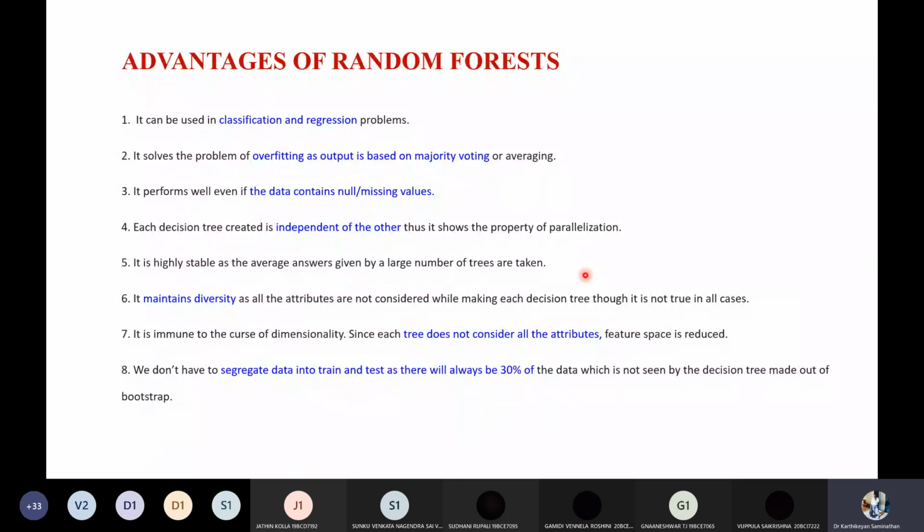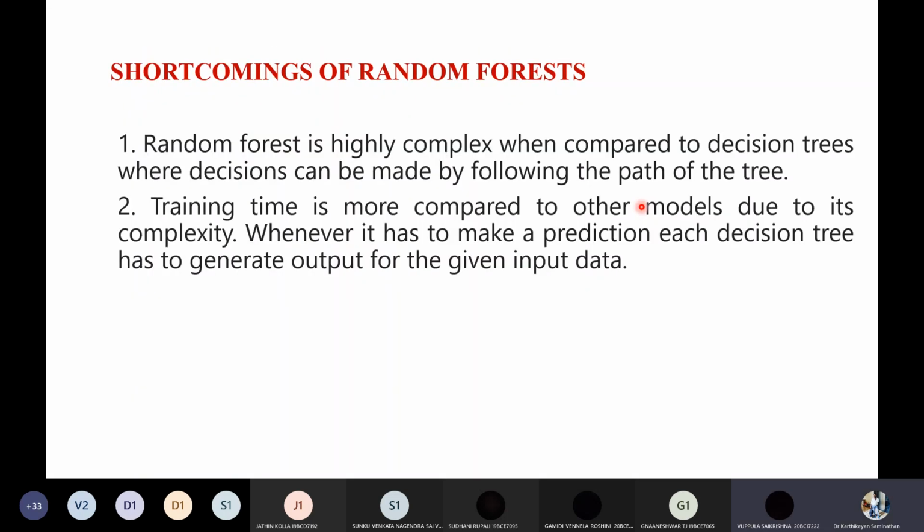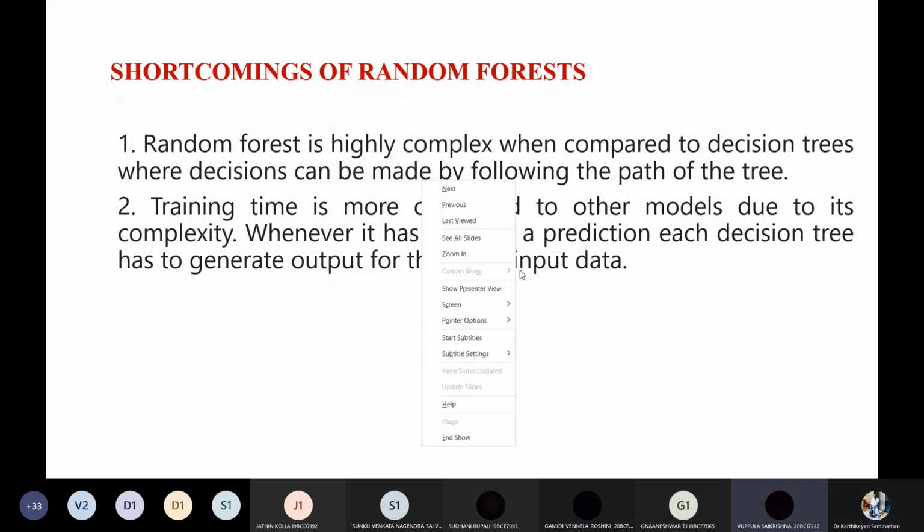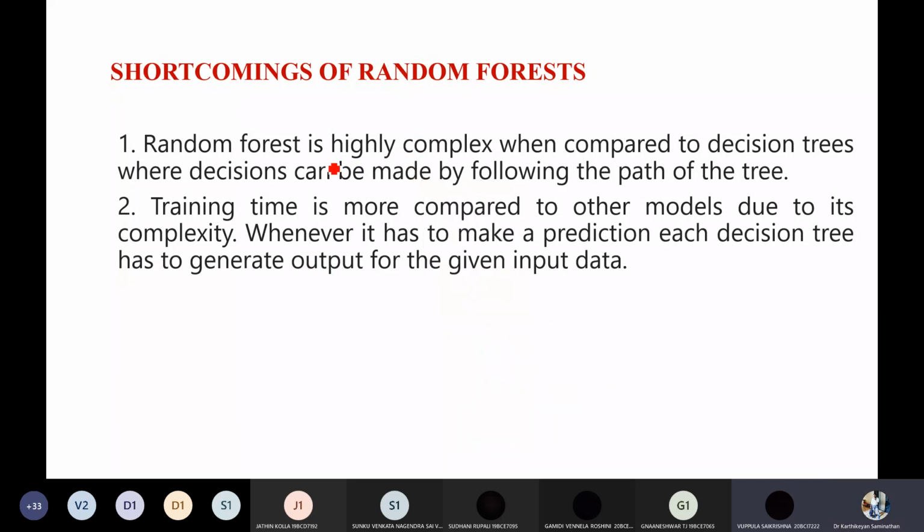In the previous model, the decision model, we need to segregate the training data set, testing set, validation set, etc. Here there is nothing you need to do, right? There are some disadvantages. A random forest is highly complex, right? It is highly complex when compared to decision trees, where a decision can be made by following the path of the tree, but here you need to construct the different paths of the trees, right? So training time is more compared to other models due to the complexity.